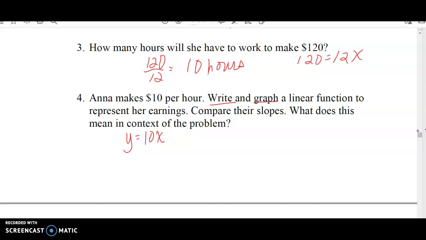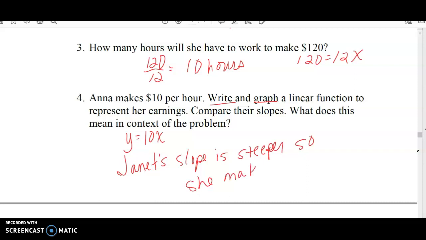Compare their slopes. Well, Janet's slope is steeper. And what does that mean in context of the problem? So she makes more money. She makes $2 more per hour.